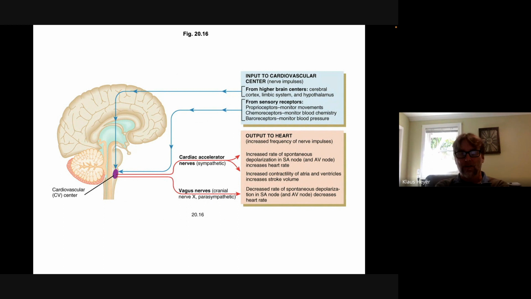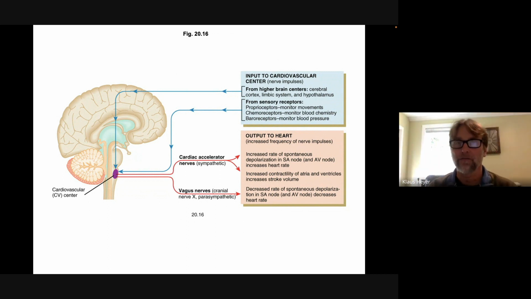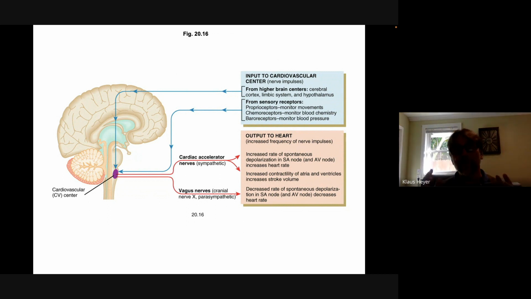The last thing here is control of heart rate. So you've got nerves hooked up directly to your heart. You've got parasympathetic fibers and you've got sympathetic fibers. So if you remember, both sympathetic and parasympathetic are parts of your autonomic nervous system. Sympathetic is fight or flight. Parasympathetic, they say rest and digest. So sympathetic stimulation is going to speed your heart. Parasympathetic stimulation is going to slow your heart.